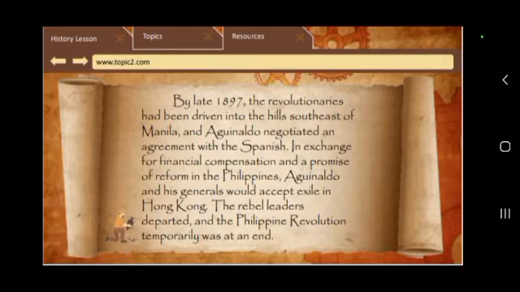During the revolution, Aguinaldo negotiated an agreement with the Spanish, and this agreement meant accepting exile in Hong Kong, but it was only temporary.